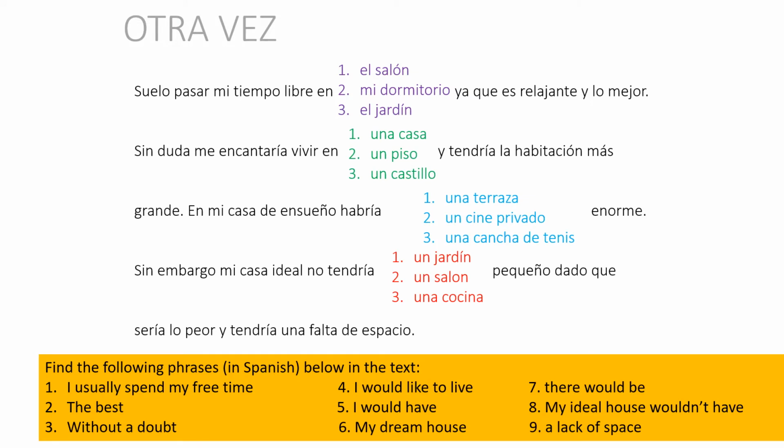Right, okay, on this slide you've got an otra vez style model answer for answering the question, ¿Cómo sería tu casa ideal? And again, it's got some high level phrases in it. So I think we had one of these in our lesson last week. So all you need to do is read through and find the phrases below in Spanish. So whereas I usually spend my free time, the best, without a doubt, I would like to live, I would have my dream house, there would be, my ideal house wouldn't have, and a lack of space is your last one. So again, when you finish that one, open up your answers PowerPoint.